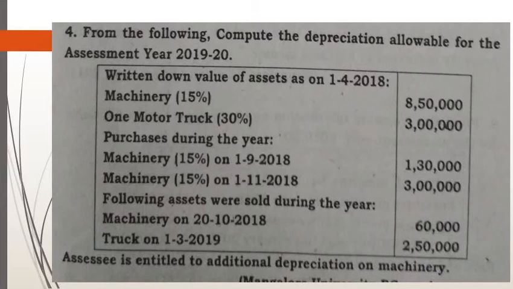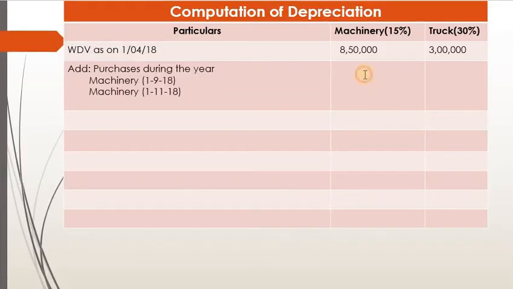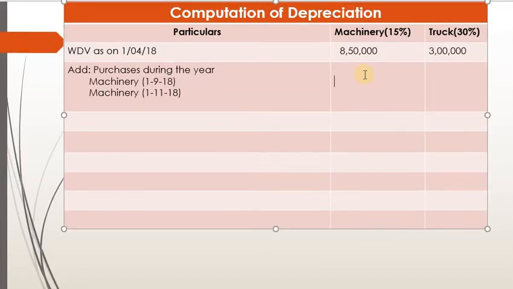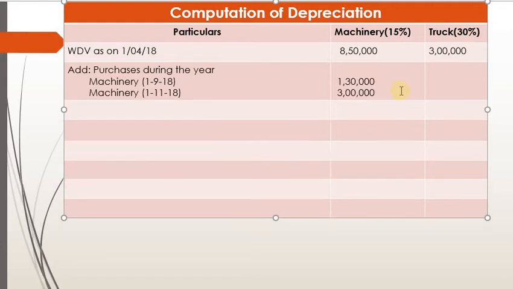So let's write the amount here, 1,30,000. There is no purchase of truck. So let's add this amount. 8,50,000 plus 1,30,000 plus 3 lakh, so the total is 12,80,000. So 12,80,000 is the total of machinery. Then for truck, there is no purchase, so it is 3 lakh.